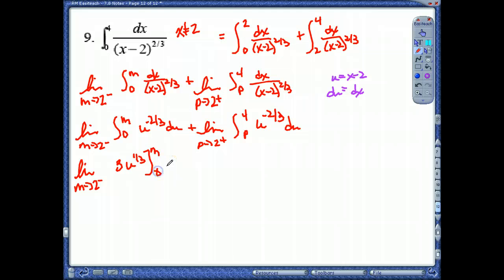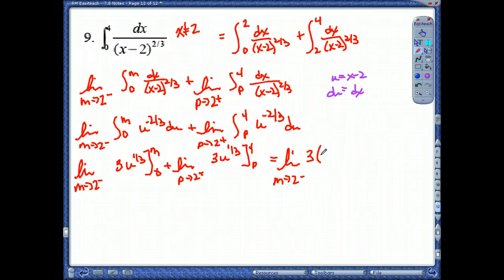Remember, I didn't change these limits, so I'm going to have to substitute back before I can plug values in. Which means I'm going to have to go back to this. Ooh, this problem is red. Okay, so I've got (x minus 2) to the 1/3 power. I'm going to put the m in first and then the 0, plus the limit as p approaches 2 from the right, 3(x minus 2) to the 1/3 power. Ooh, going to put 4 in and then p in.